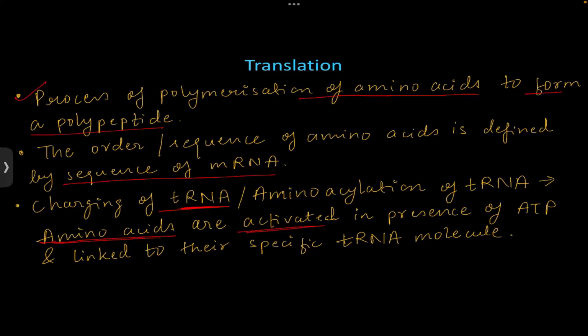So these phosphate bonds, when later broken down, will release energy, and this energy will be sufficient to form the peptide bonds between two adjacent amino acids. So that is how energy is supplied, or the translation process is made energetically favorable. This process of charging of tRNA is also called aminoacylation.